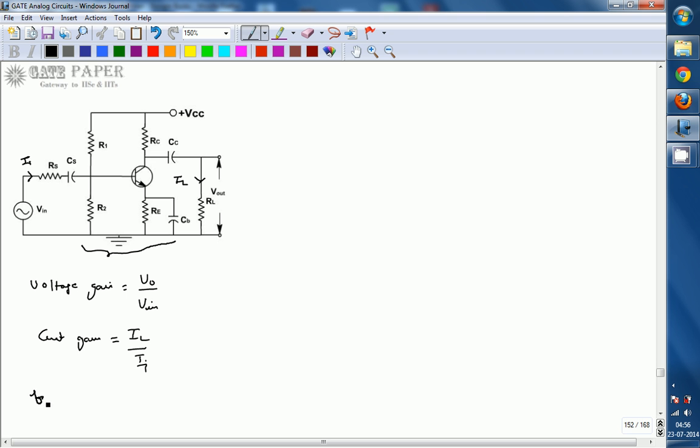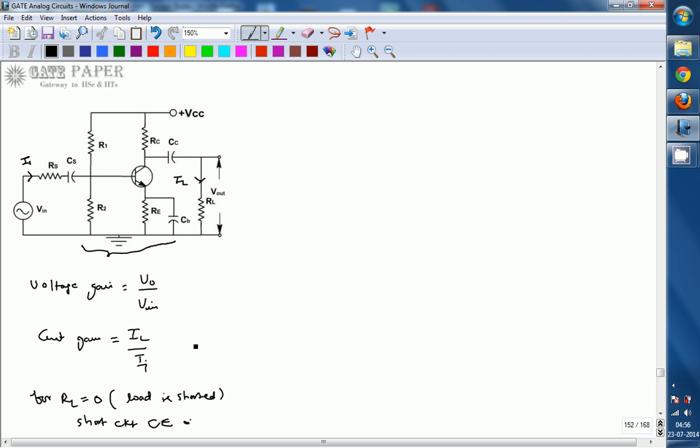According to this question, we are assuming RL is equal to 0. That is, the load is short circuited. Load is shorted. So now the circuit is going to be called a short circuit common emitter, a short circuit common emitter single stage amplifier.